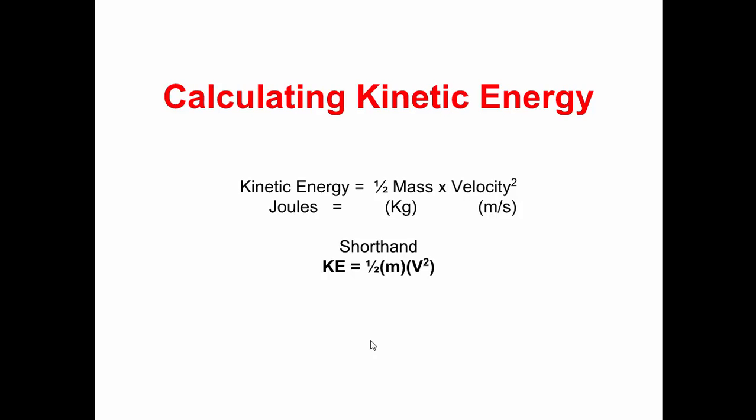Calculating kinetic energy. The formula for kinetic energy, whose units are joules, is 1/2 or 0.5 times the mass of the object, in kilograms, times velocity squared. And remember, velocity is in meters per second, so whatever your velocity is, you'd have to square it. In shorthand, KE equals 1/2 mv squared. You want to make sure that you remember to square that velocity.